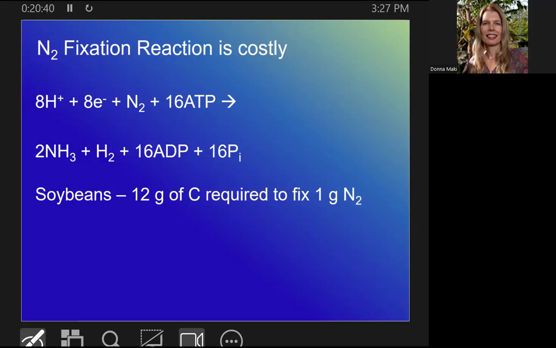So I wanted to bring up one other point before we shift totally away from plants and microbes.